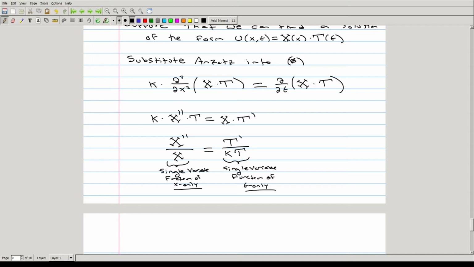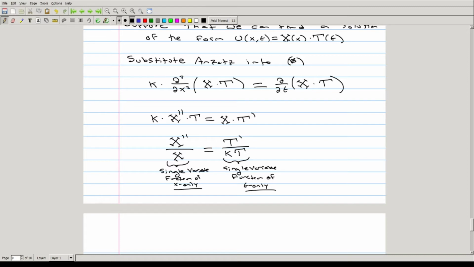And I want you to think for a little bit about what this implies, but what it implies is something very special. If you have a ratio of two single variable functions of x equal to a ratio of two single variable functions of t only, the only way of having this be true is if both ratios are equal to some constant value.